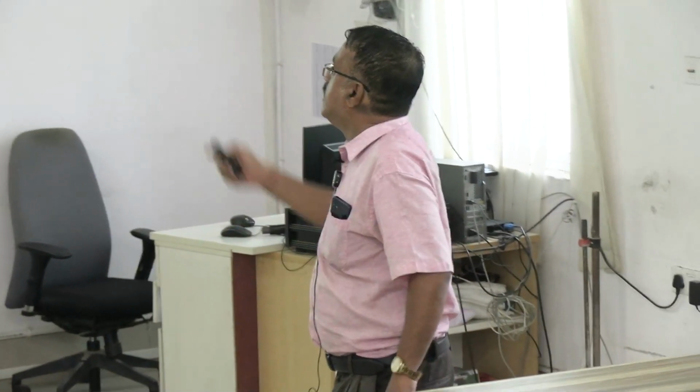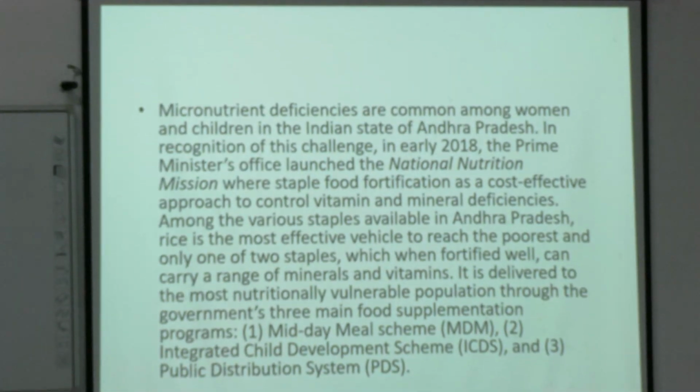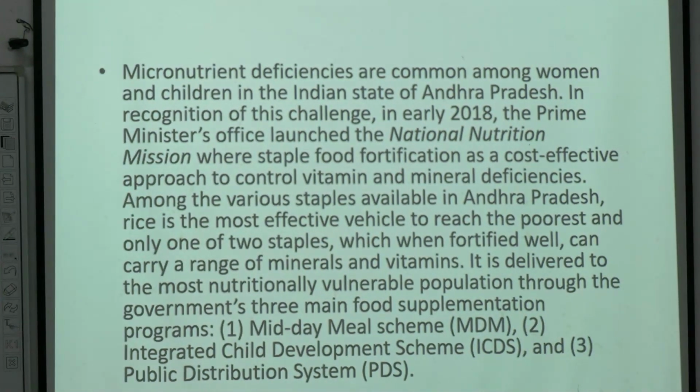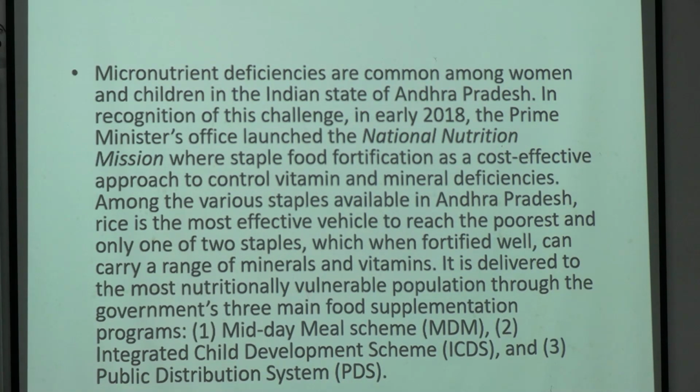Okay. So this is one example where in Andhra Pradesh, in 2018, the Prime Minister's Office launched the National Nutrition Mission, where staple food fortification is a cost-effective measure to control vitamin and mineral deficiencies. So again in Andhra, rice is mostly consumed, not wheat. So they carry minerals and vitamins, and it is delivered to the most nutritionally vulnerable population through the midday meal, the ICDS scheme, and the public distribution system, which I just told you is basically the ration shops. So midday meal scheme, ICDS scheme, which is the Anganwadis, and the public distribution system. So this was how the thing was working in Andhra Pradesh.